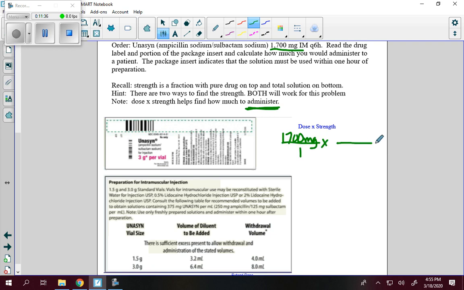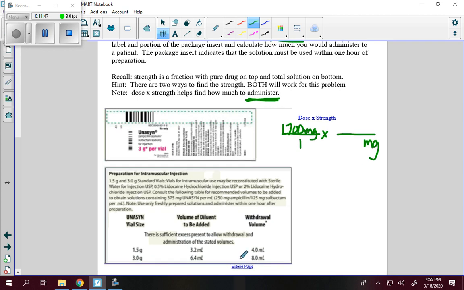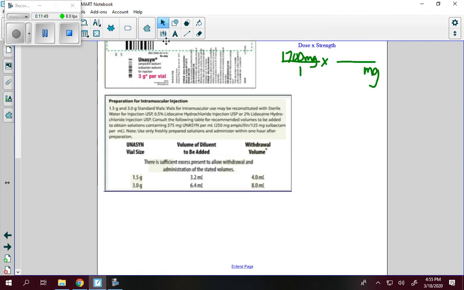And we're going to times it by the strength. The strength, I hope it's in milligrams because I want to find out what it is. And there are actually 2 ways you can find this out on this whole thing here, which I'm going to give you a couple minutes to read to see if you can find the strength of that.